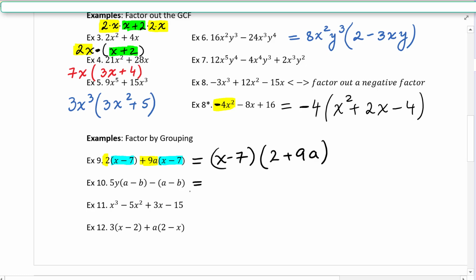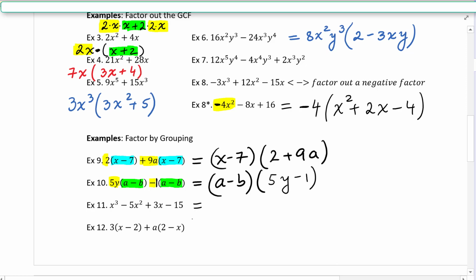Let's take a look at example 10. So here, 5y times a minus b minus a minus b. So a minus b is a common factor. We factor it out. And what is left is 5y minus, well, in front of this parentheses, even if we don't have it, it's actually -1. So we end up with 5y minus 1.